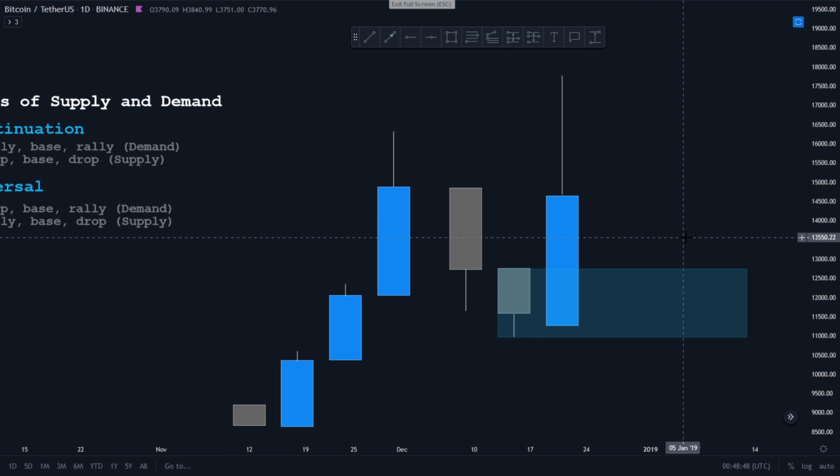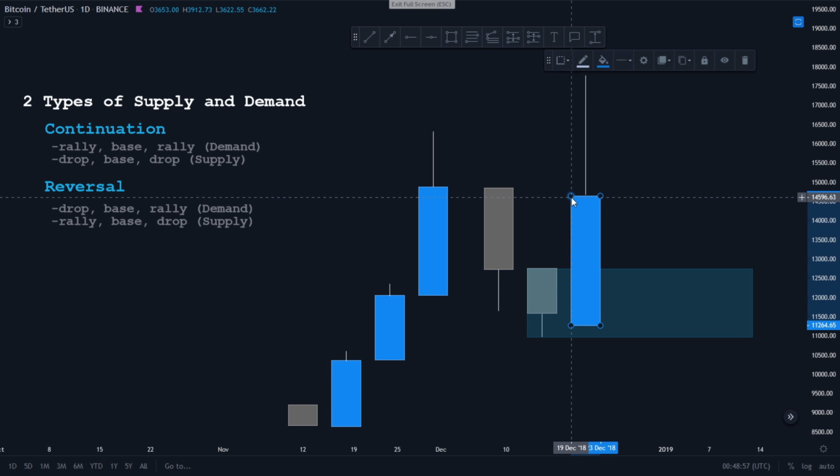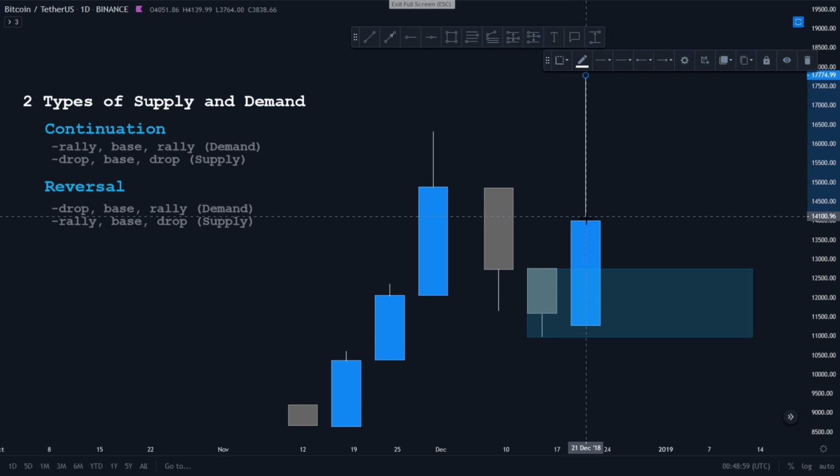Okay? But technically it would be a higher high. But for me to draw this as a demand zone, I want the candle to at least close bullish, something like this. So when we have a high, low, higher high, I would draw this here as a demand zone.